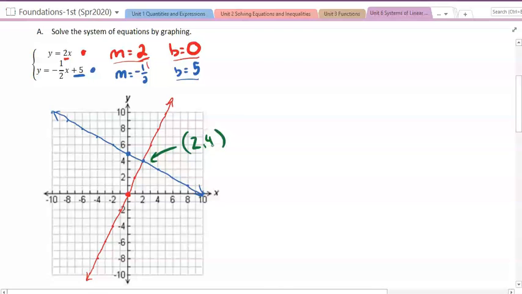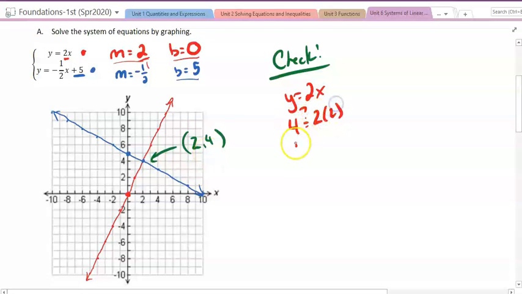Now, can we check our solutions? Of course. To check our solutions, this is what we did yesterday. We will plug that ordered pair back in and make sure it verifies. If I've got y, we can do this in red, y equals 2x, I'm going to substitute in the 2 and the 4. So I'm going to get that 4, is that equal to 2 times 2? And of course, 4 is equal to 4. So it checks for that one.